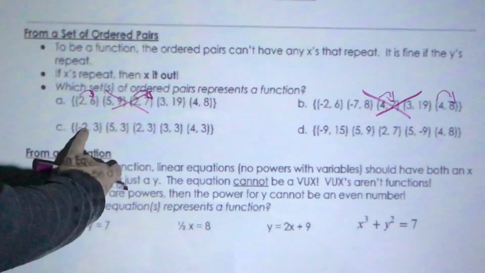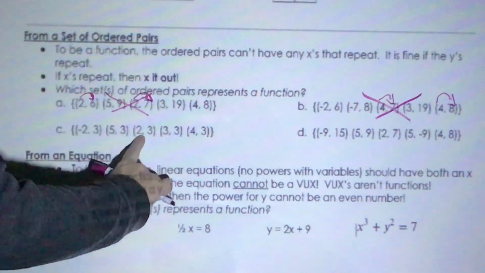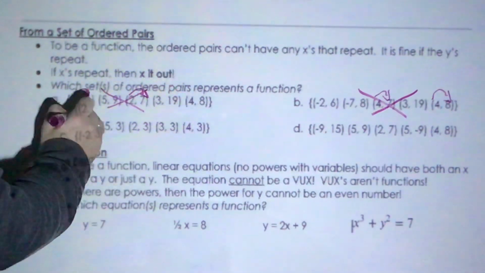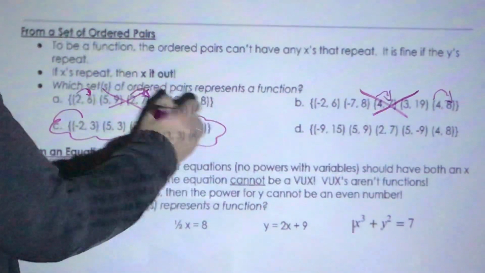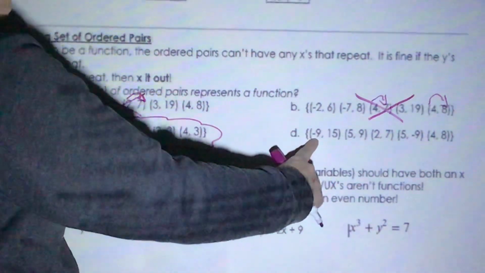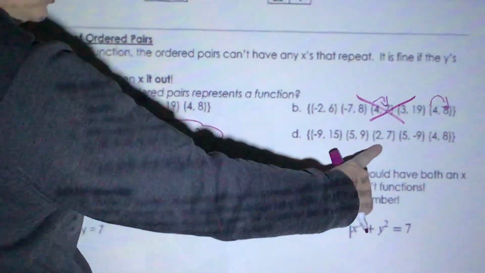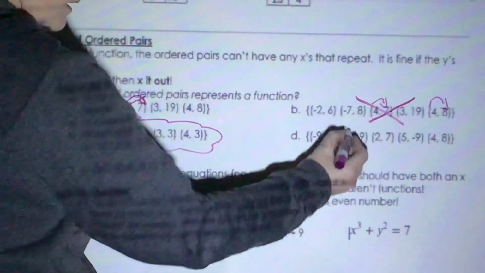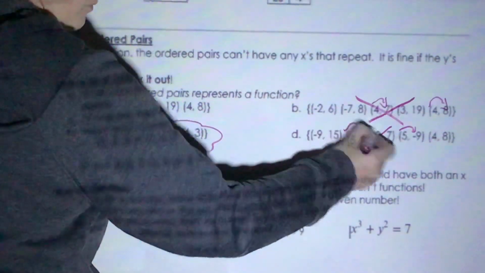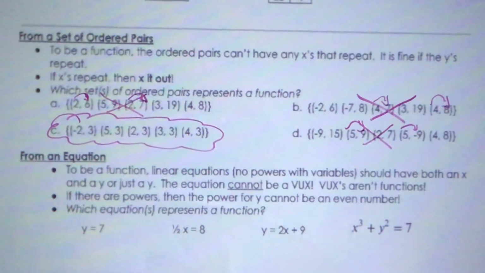For C, I have a -2, a 5, a 2, a 3, and a 4. None of my x's repeat, so this is a function. This does work. And then for the last one, I have a -9, a 5, a 2, a 5. 5 became 9, 5 became -9. That does not work. That's not a function.